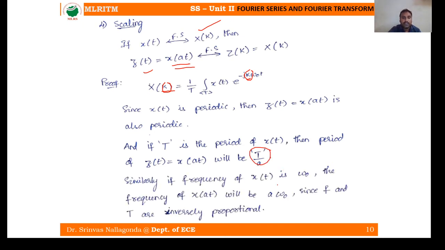Similarly, if the frequency of x of t is omega naught, the frequency of x of at will be a into omega naught, since f and T are inversely proportional, because T is equal to 1 by f, or f is equal to 1 by T. Fine.